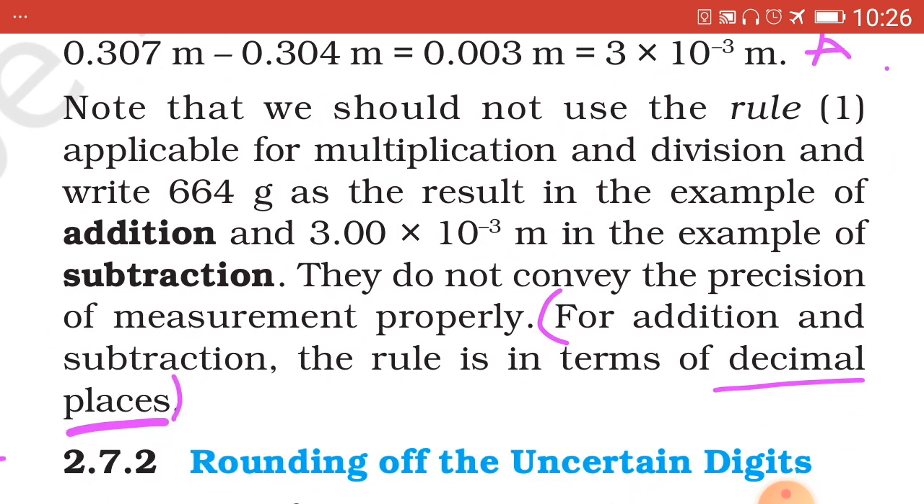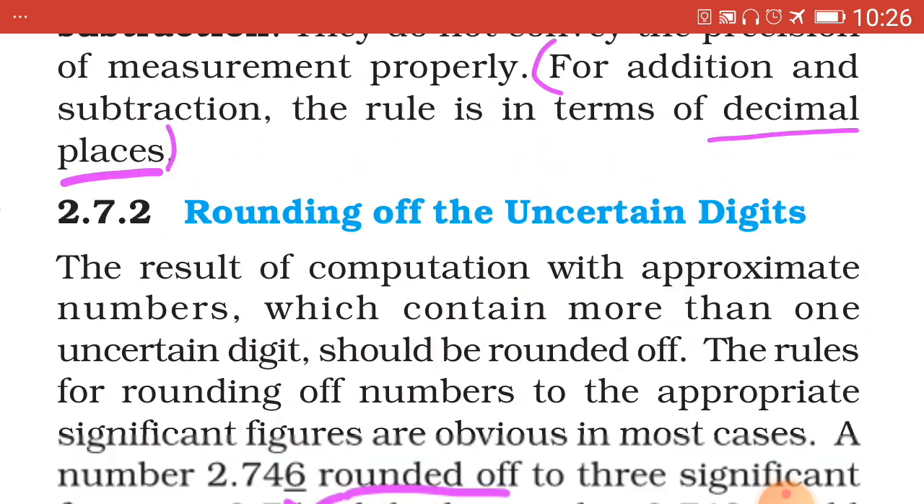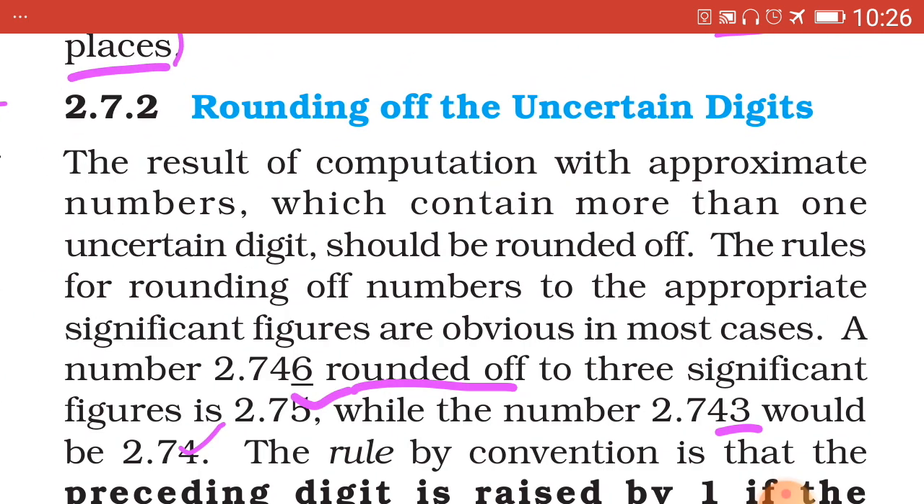For addition and subtraction, the rule is in terms of decimal places. We have to remember decimal places. Now the next rule is the rounding of the uncertain digits.